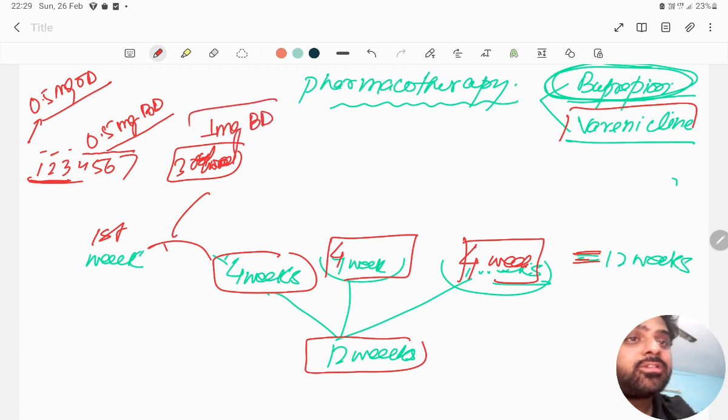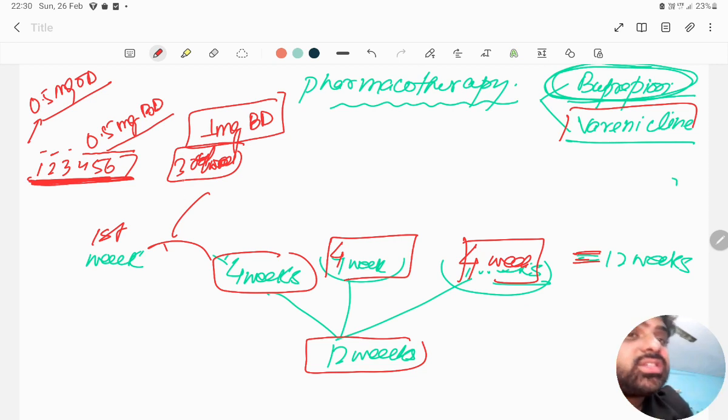1 mg BD. So again, I'm telling you, on the first, second and third day, you will give 0.5 mg OD. On the fourth, fifth, sixth and seventh days, in the first week, you will give 0.5 mg BD. And from the second week till the 12th week, you will give 1 mg BD.